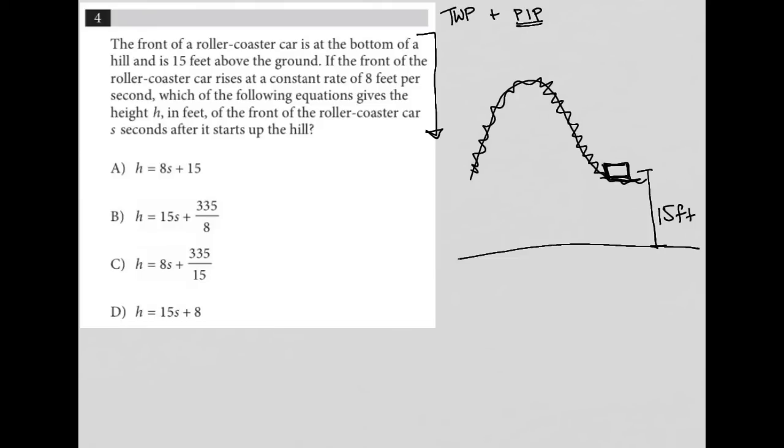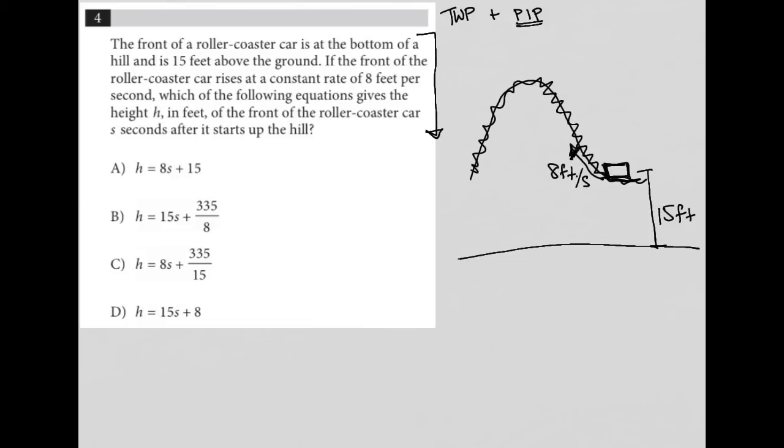The next sentence says, if the front of the roller coaster car rises at a constant rate of 8 feet per second. So let's say it's going this way at 8 feet per second. Which of the following equations gives the height h in feet of the roller coaster car s seconds after it starts uphill? All right, so I think the picture's pretty good.